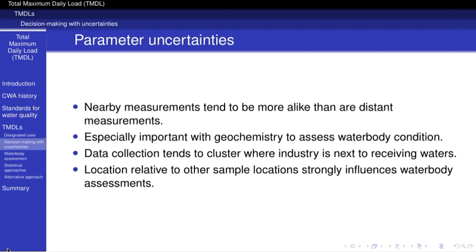Streams and rivers in urban areas and in locations where industrial activities are adjacent to the waters tend to have data collected and analyzed more frequently than are rural or headwater streams. When predicting values in areas not sampled, the relative distance to sample data should be included in the calculation. This parameter, location relative to other sample locations, has a strong influence on basin-wide water quality assessments that result in TMDL development.